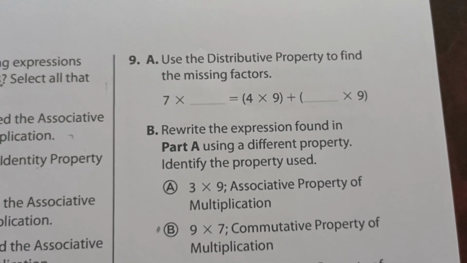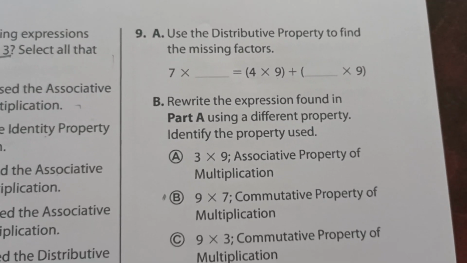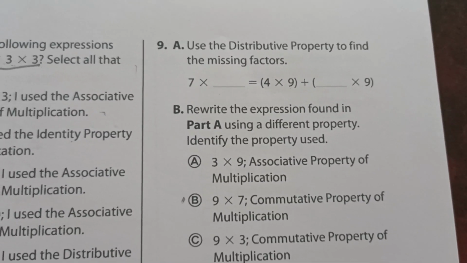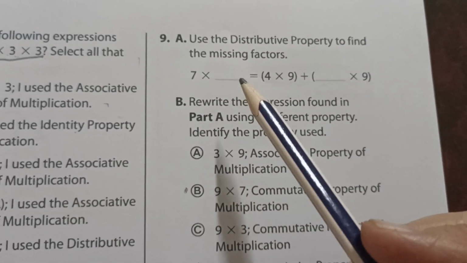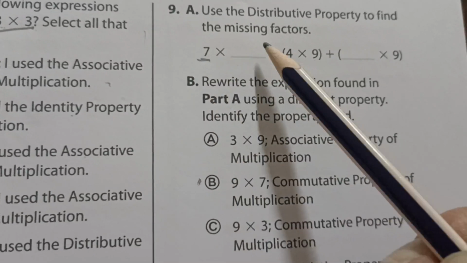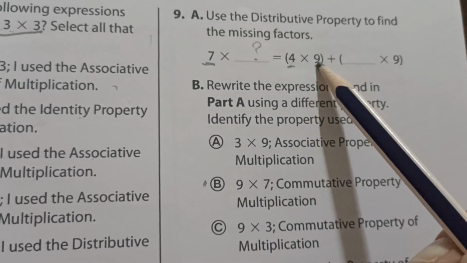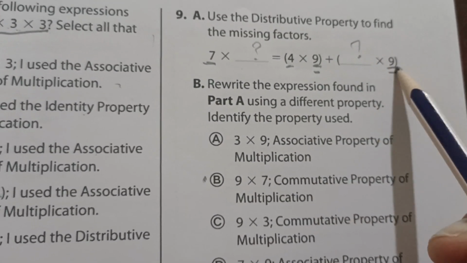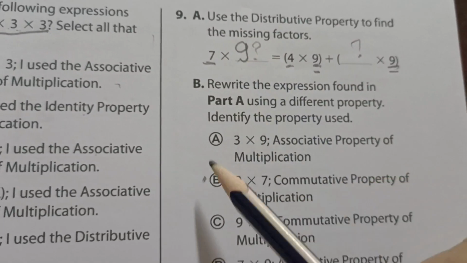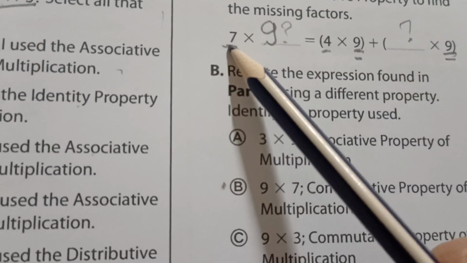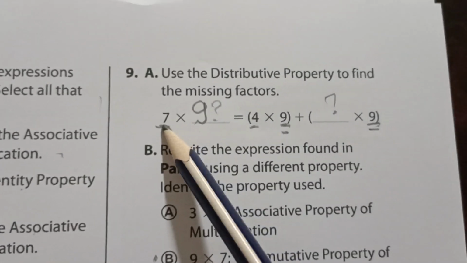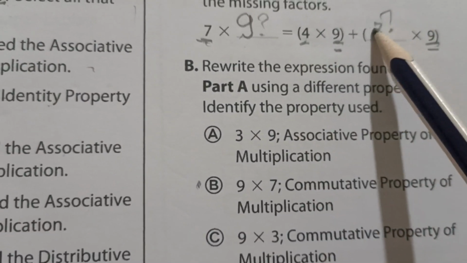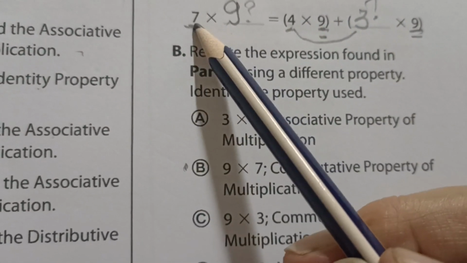Use a distributive property to find the missing factors. Again, as I was teaching you, you look which factor is missing. The first one or the second one. Okay, so here we have first, second is missing. Here we have first, what is the second? 9. Here we have first missing, what is the second? 9. So again, what is the second? 9, okay? Now the first one, you see that number 7 was broken apart into 4 and how many more? 4 and 3. Number 7, 4 and 3 gives you 7, okay?